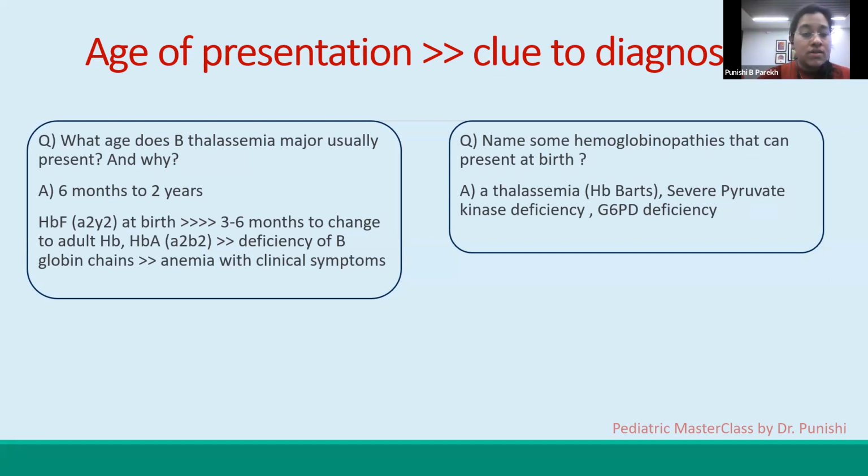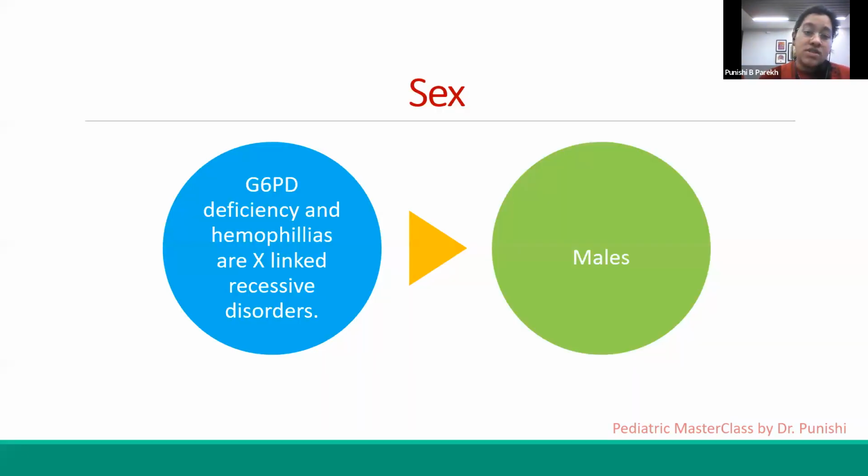Now, next, what is the importance of sex? So G6PD deficiency and hemophilias are X-linked recessive disorders, so you'll see them more in the males. So that is why it's important to ask whether the patient that you're dealing with is a female or a male child.